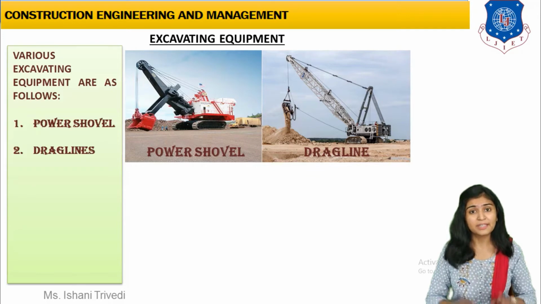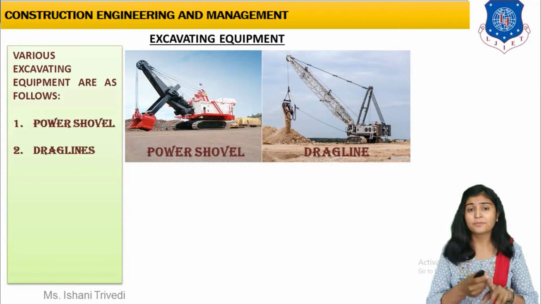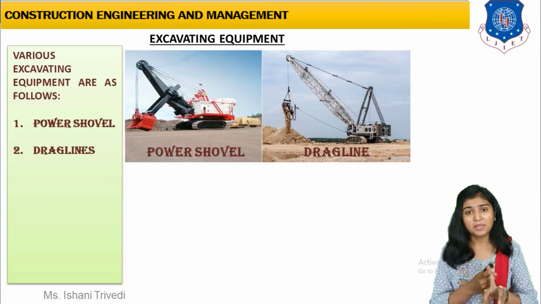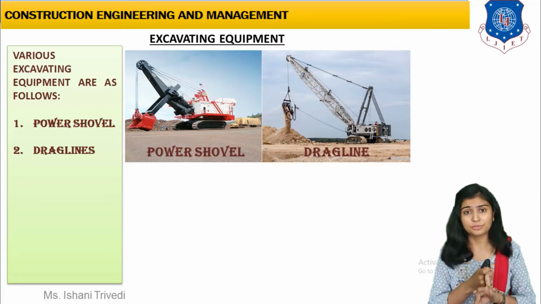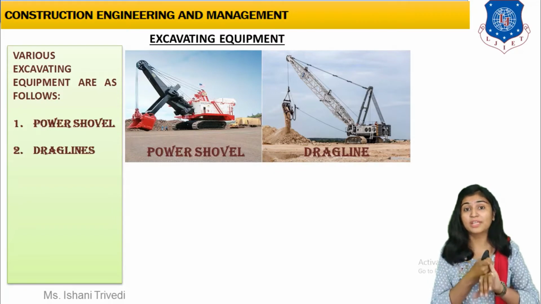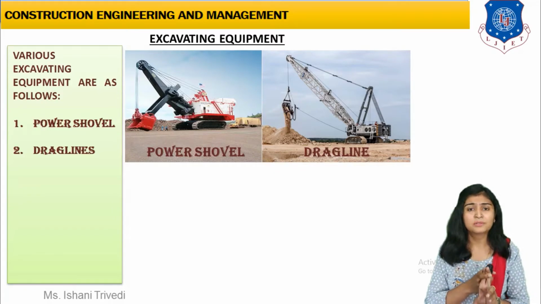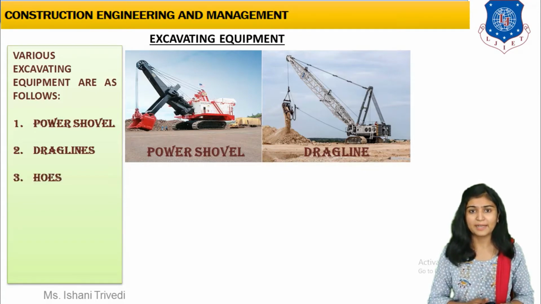Now can you see it is again tractor mounted? Yes, but you can also see that instead of an arm having the bucket or the excavating equipment, here a crane is used. A crane, a rope and a pulley are used, and there your blade is mounted, and this is how it works. This type of equipment is known as a dragline.